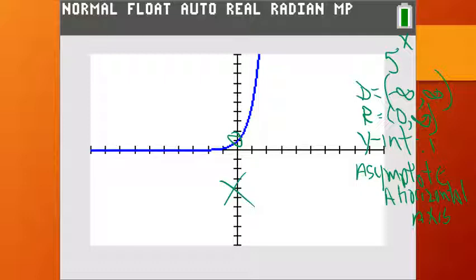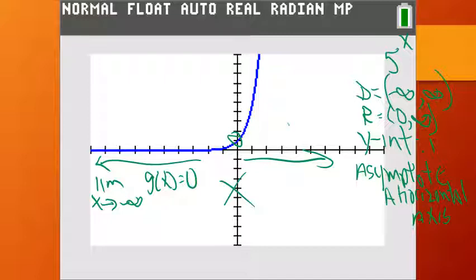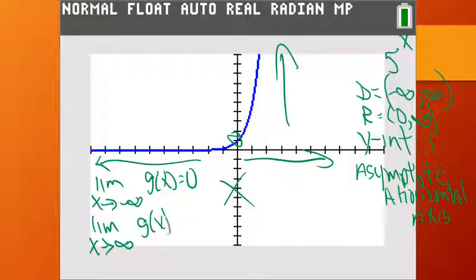Well, as x is approaching negative infinity here, we see that y, or f of x, or I think this is actually g of x, is equal to 0. So I've got a limit as x is approaching negative infinity, g of x equals 0. And then as x is approaching positive infinity, we can see that y is going up to infinity. So we would write it like this. We got a limit where x is approaching positive infinity, g of x, or y, equals infinity.